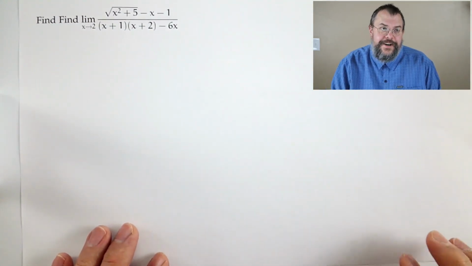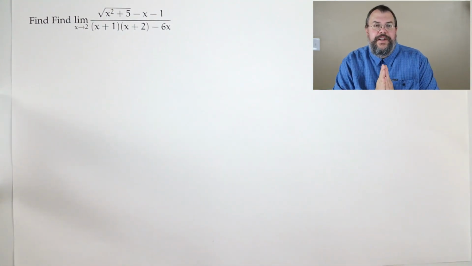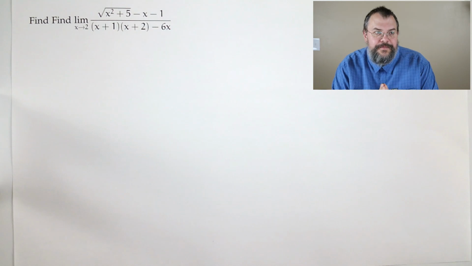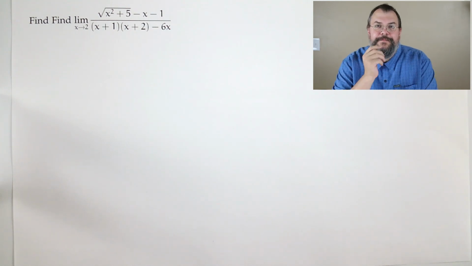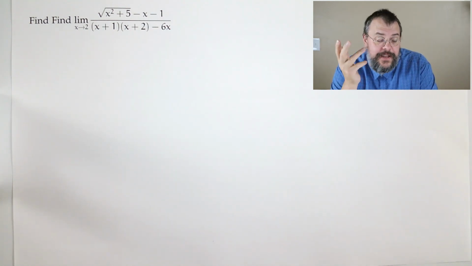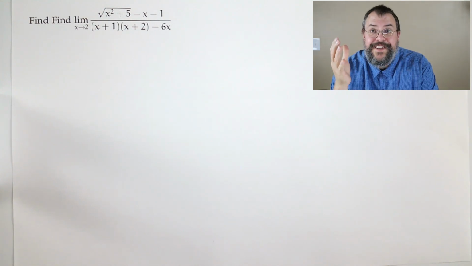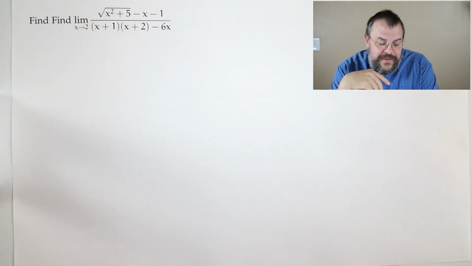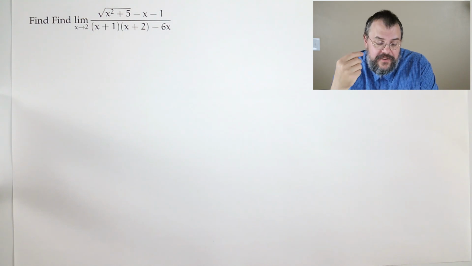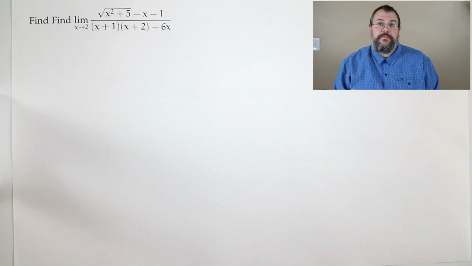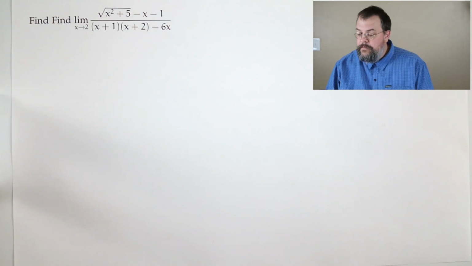All right, let's actually do some limits, not just ideas. Let's do some algebra. Oh, algebra, sweet, sweet algebra, I've missed you. Well, it hasn't been that long. Okay, so find the limit as x goes to 2 of something. This is good. Square root of x squared plus 5 minus x minus 1 divided by x plus 1 times x plus 2 minus 6x.